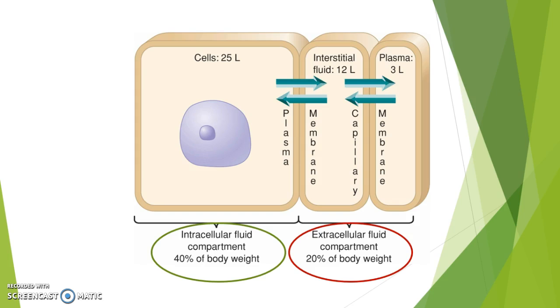This visual demonstrates the concept that the body consists of 3 separate and distinct compartments, or tanks, as I like to call them. You can see here that the intracellular compartment comprises 40% of body weight, containing approximately 25 liters of water. Interstitial fluid and plasma together comprise the remaining 20% of body weight that is composed of fluid, with 12 liters in the interstitial fluid and 3 liters contained in plasma.